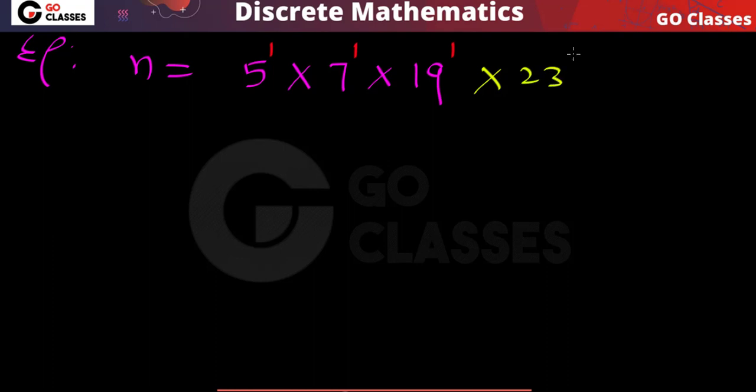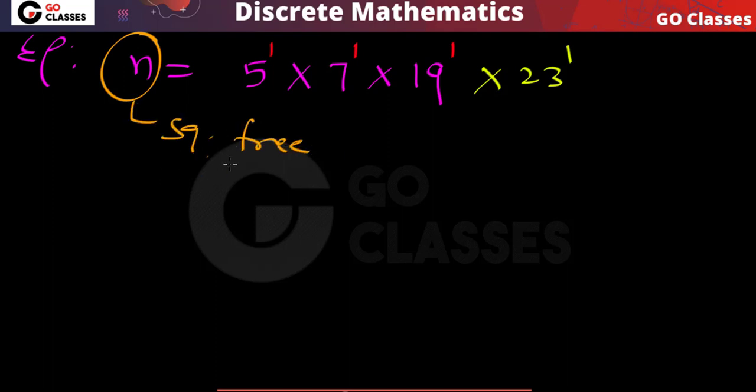Let's assume your number is 5 multiplied by 7 multiplied by 19. Now this is the prime factorization, all the powers are 1. Also, you can take 23. So all the powers are 1, and this is your number n. Now you can clearly see this number is square free.